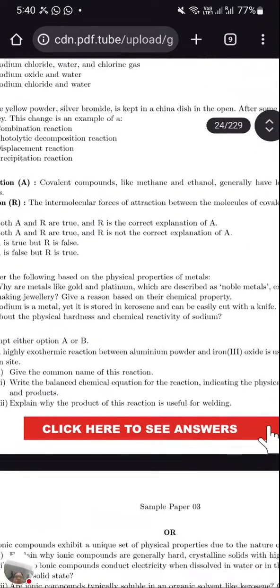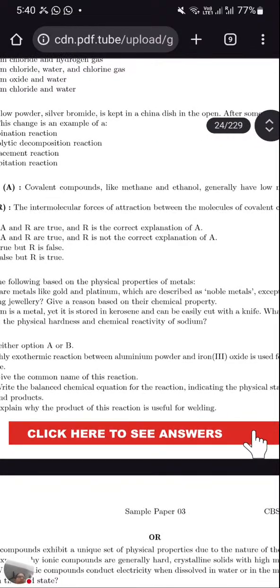The 24th one, assertion reason: covalent compounds like methane and ethanol. Completed?